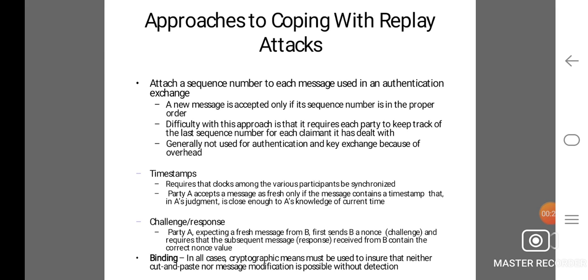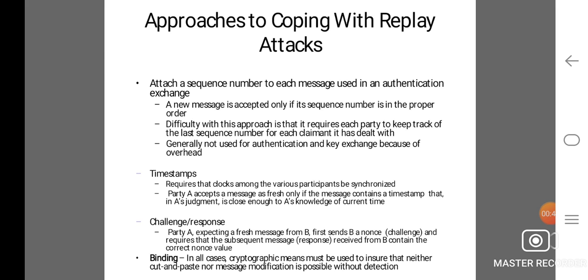Generally not used for authentication and key exchange because of the overhead. Timestamps require that clocks among the various participants be synchronized. Party A accepts a message as fresh only if the message contains a timestamp that, in A's judgment, is close enough to A's judgment of current time.